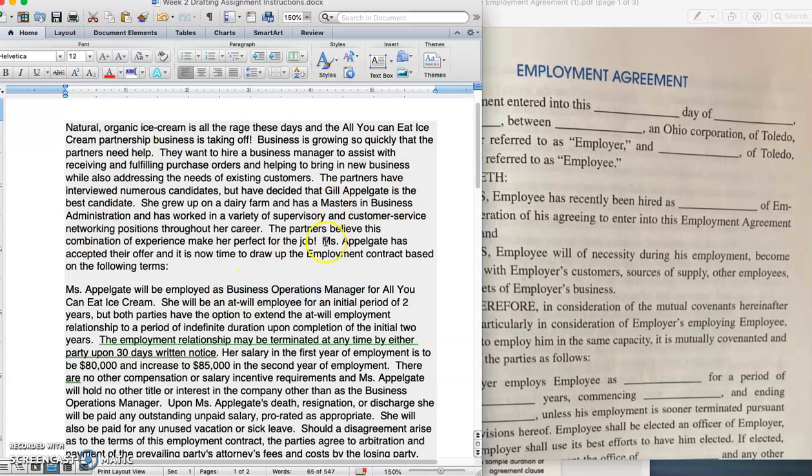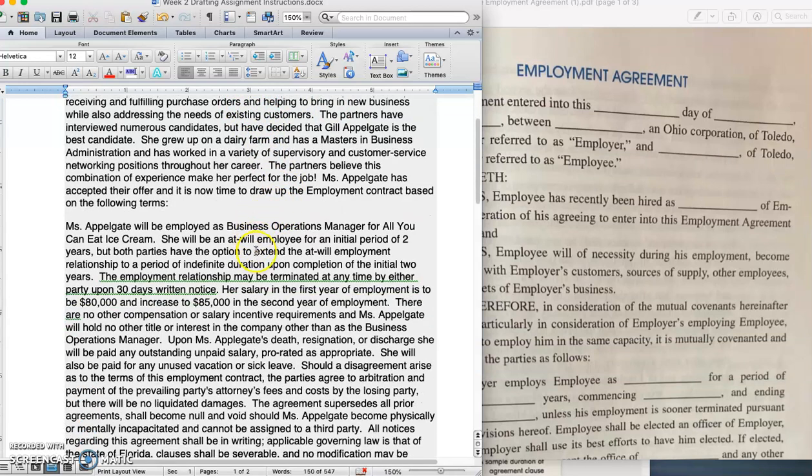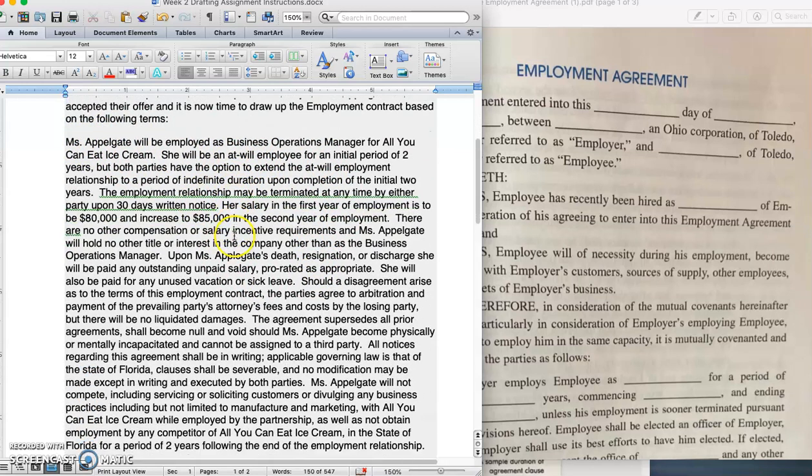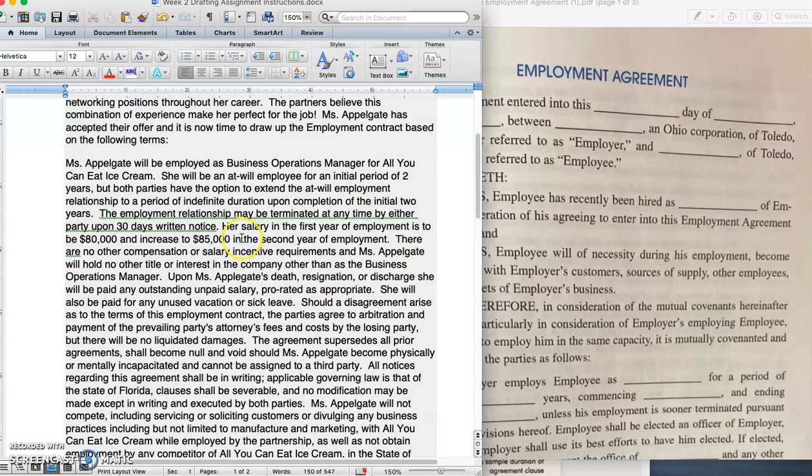Basically, this first part is just some background of why they think she'd be great for the job. And then, as I've provided in the second paragraph, these are all the facts that you need to know to be able to put together this employment contract. It doesn't need to be incredibly long. It doesn't need to be crazy. It's not crazy confusing, but I understand why you might be slightly confused. So hopefully this will help a little bit.